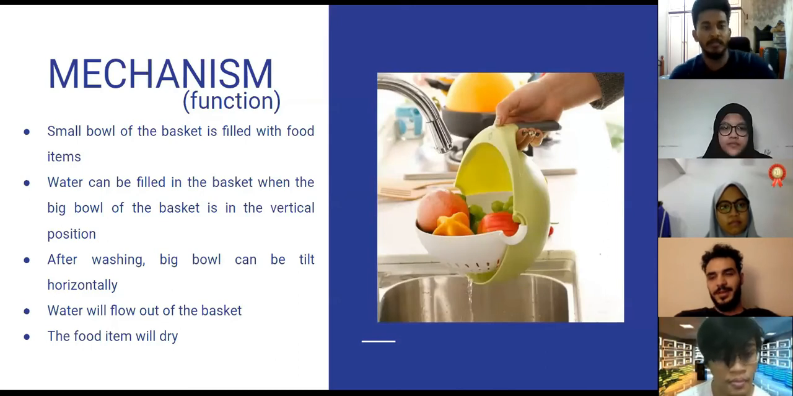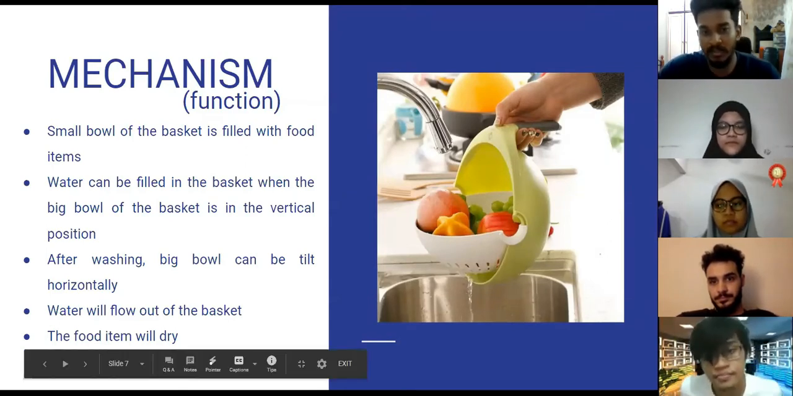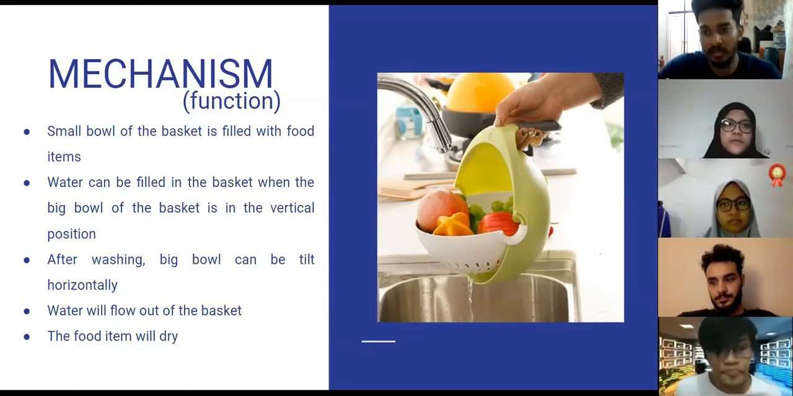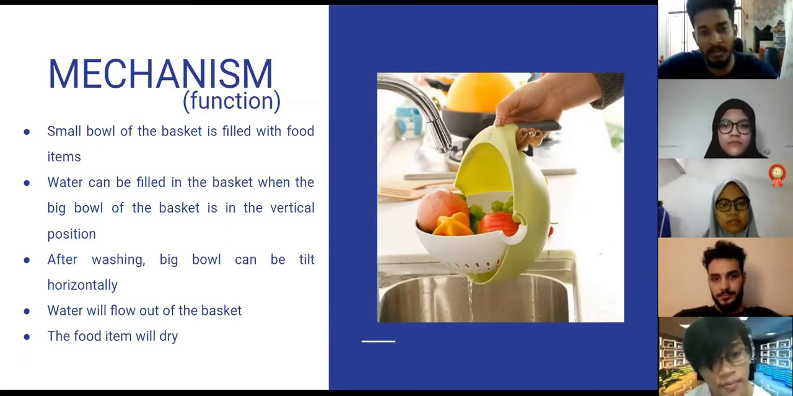Okay, for the mechanism, you just need to understand the purpose of the basket. At home, our moms usually wash the food items using the traditional method, which is to take a basket, put in water and the food items. After they have washed it, they will shake the basket so that all the water can be dried out. During this process, the food items may fall into the sink, as is normal. But the purpose of this basket is to avoid that kind of scenario.